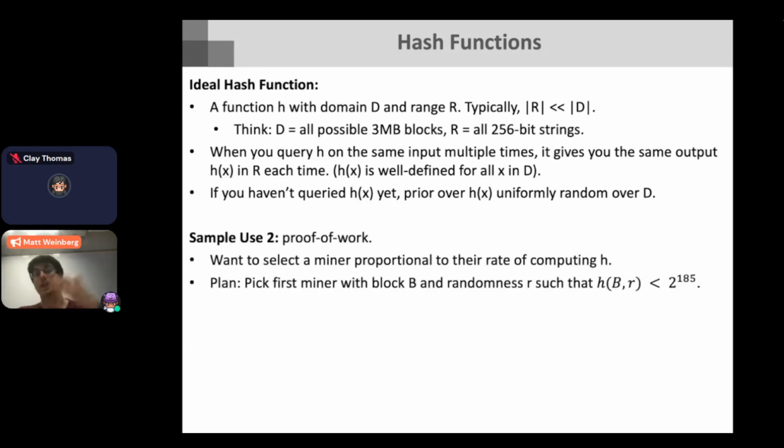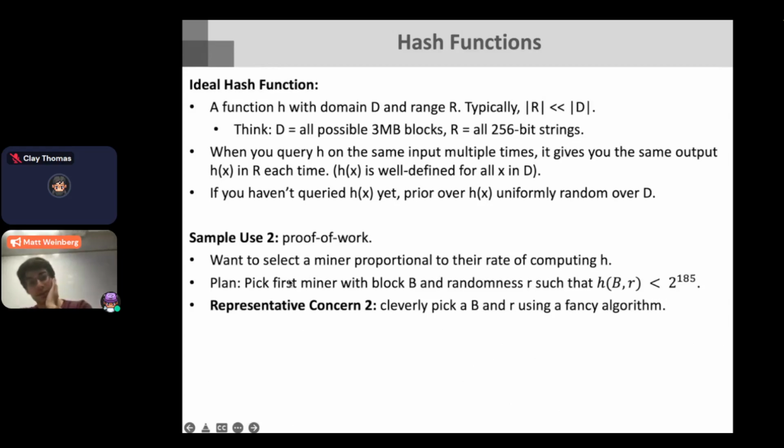Second canonical use, now canonical due to Bitcoin, is proof of work. So for example, maybe you want to select a miner proportional to their rate of computing H. And the plan, which is what Bitcoin does, is you pick the first miner who produces a block B in randomness R such that the hash of BR is less than some number. This means you have to try a lot of hashes in order to get something that's small.